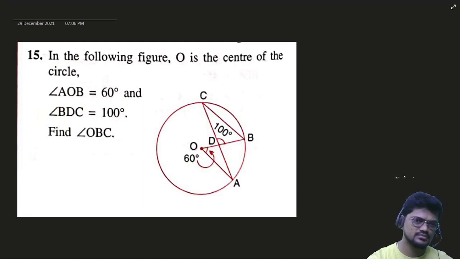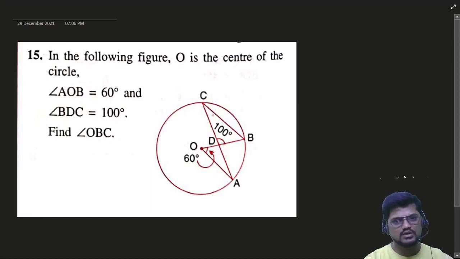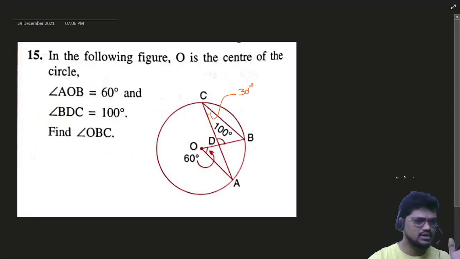Sir, angle AOB would be equal to angle OCB. No, because this angle is at the center, so this angle will be half of this angle. So this angle will be 30 degrees. Got it? Next.